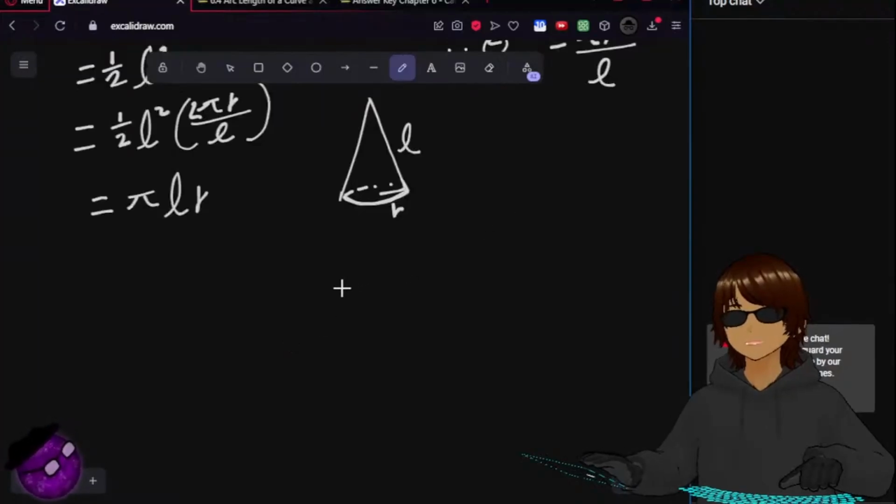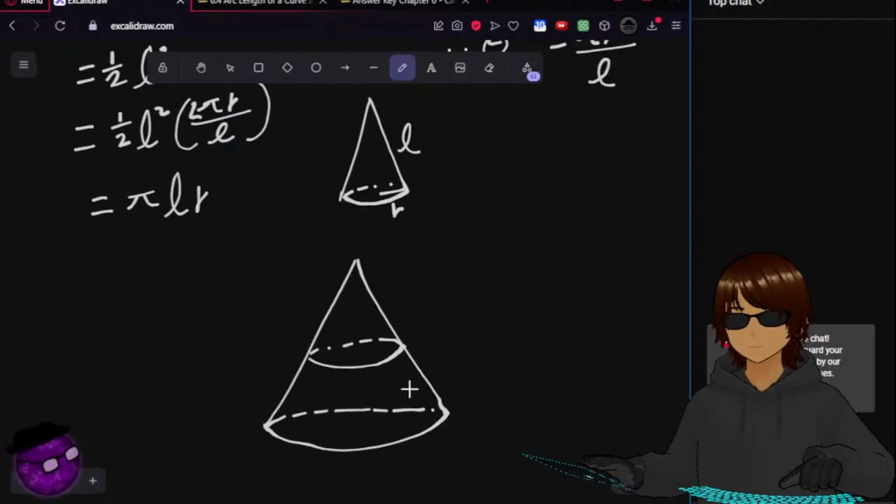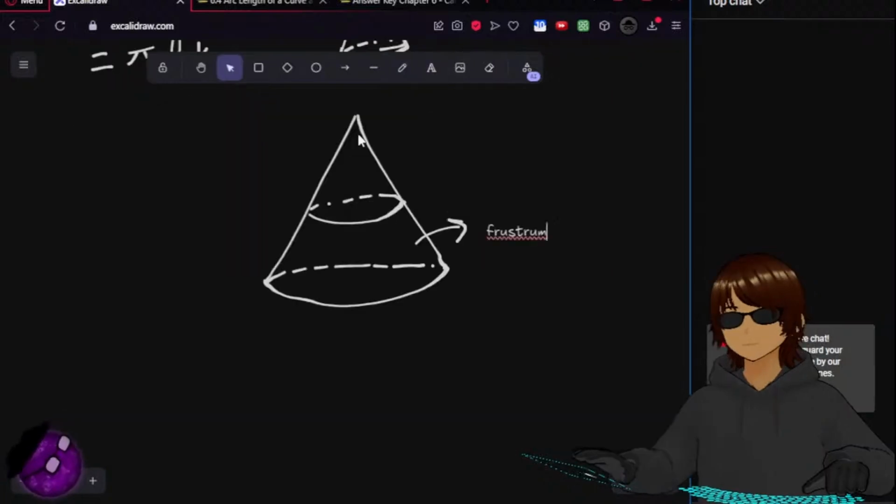Now I'm going to introduce another shape called a frustum. A frustum is like a piece of solid enclosed between two parallel planes. So over here, this is a frustum.